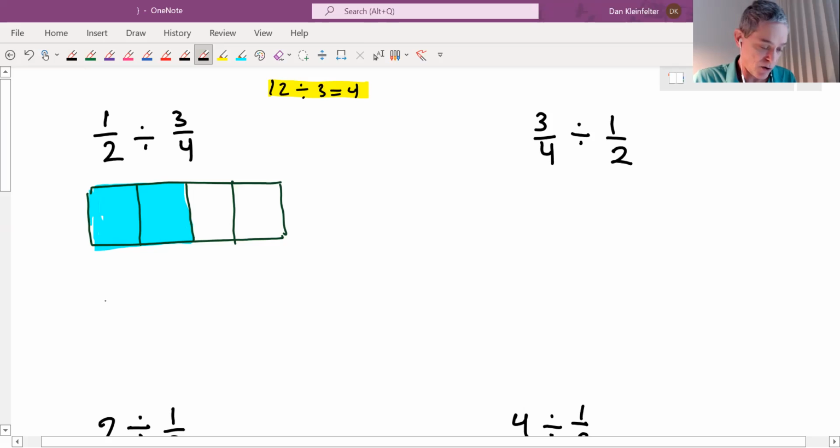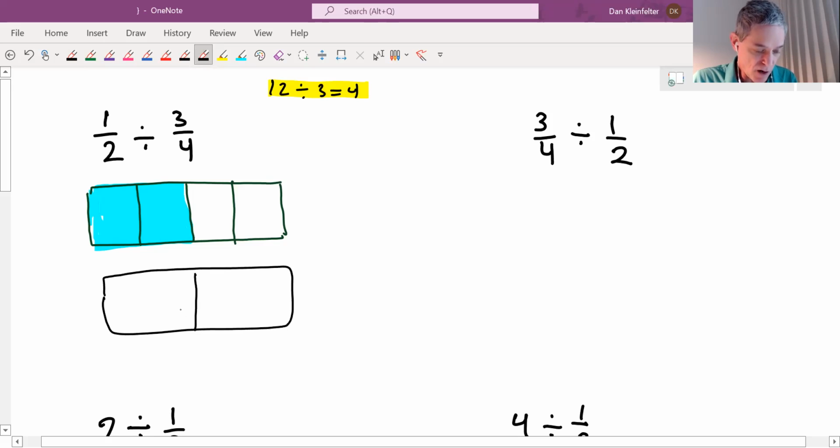So let me draw what a 3/4 looks like. So a 3/4 would be 3 of these blocks, right? So let's do that with you. All right, that's 3/4. The whole was divided into 4 parts, out of which we shaded 3. So this is 3/4. So how much of a 3/4 is shaded here in blue?